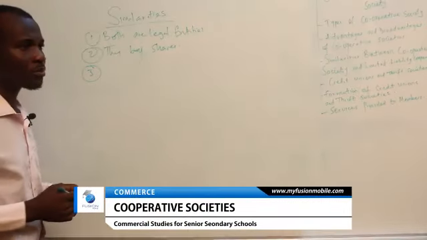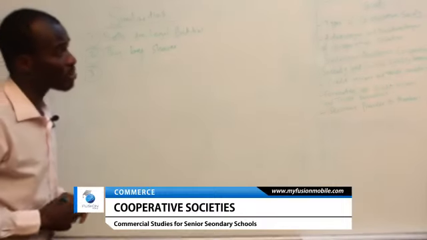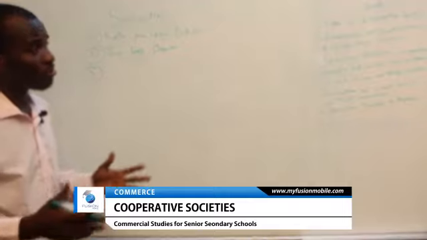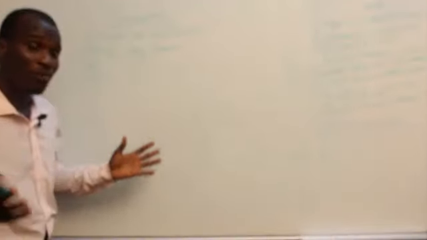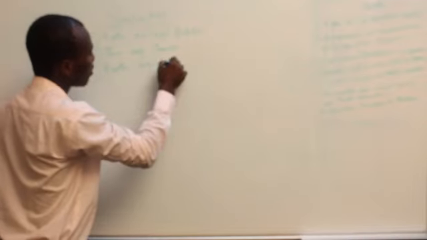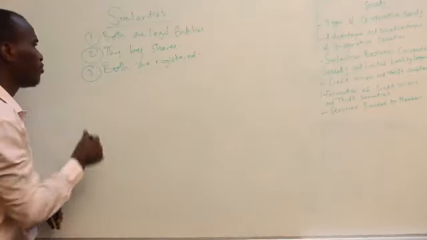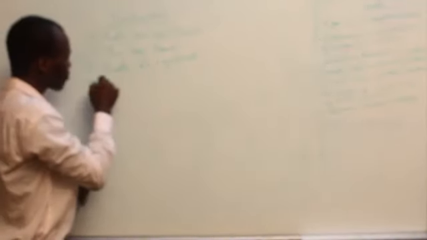Also, number three is that both companies are usually registered. The cooperative society is usually registered, while also the limited liability company, that is either private or public, is also registered. So both are registered.